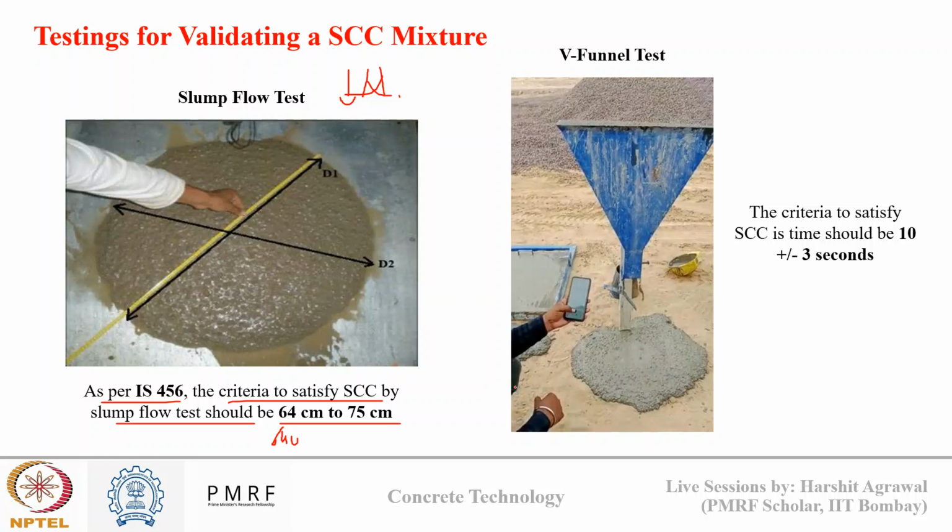Then there is the V-funnel test, which is used to check the time taken by concrete to flow through a very confined opening. The criteria to satisfy by SCC is that the time should be 10 plus or minus 3 seconds. Concrete is filled to a certain height here, and then this nozzle is opened and the concrete is allowed to freely fall from the nozzle, and the time is recorded, how much time the concrete takes to pass.